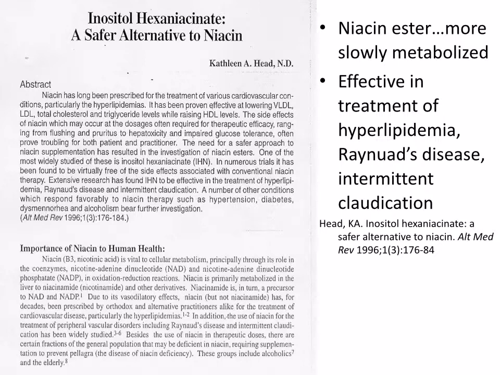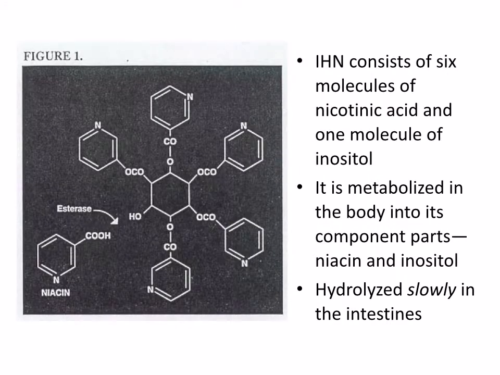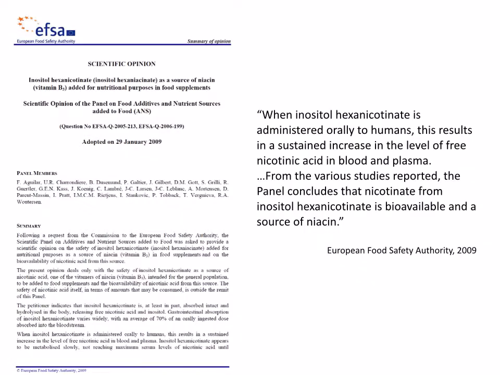the side effects. Here is a diagram of IHN, which shows its chemical structure. As you can see, it consists of one molecule of inositol surrounded by 6 molecules of niacin. As mentioned before, it's metabolized slowly in the intestines and therefore released more gradually into circulation, producing the benefits without the side effects. And human studies have demonstrated its bioavailability and improved tolerance.